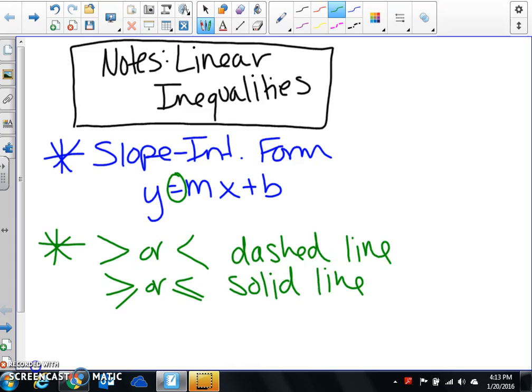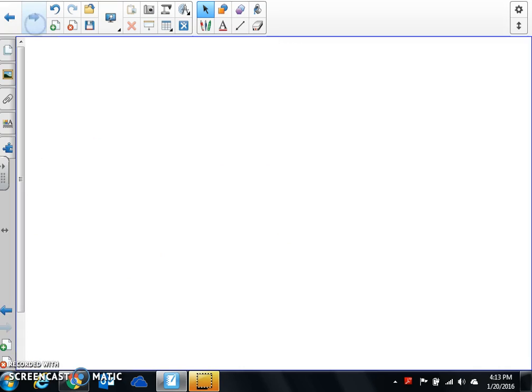So it's still kind of the same thing with one variable inequalities, right? If it had the equal sign under there, it was a filled in dot or circle. Well, it's a solid line for linear inequalities. Okay, so let's do a couple examples.